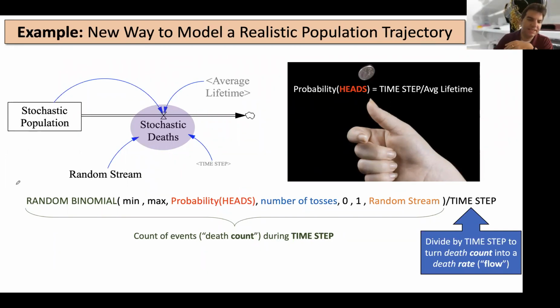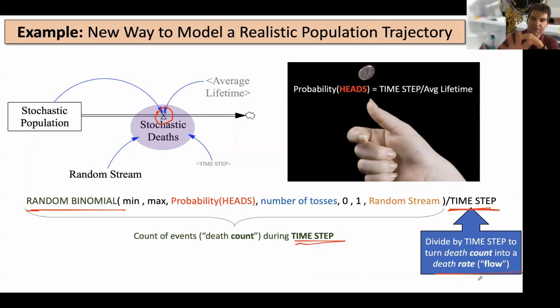So, like I said, this random binomial is a count of events during this time step. So I have to divide by time step to turn it into a flow, because VinSim is designed so that these little valves expect flows, and flows have to be a number of events divided by time. That's why I'm going to do this random binomial divided by time step. It looks a little weird, but that's what I'm doing.